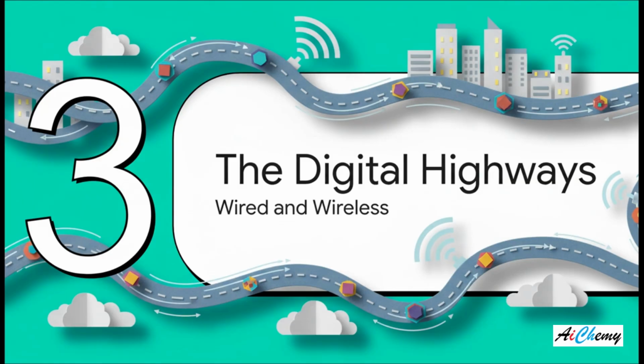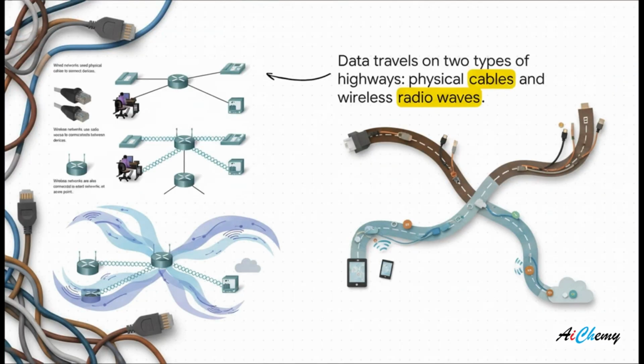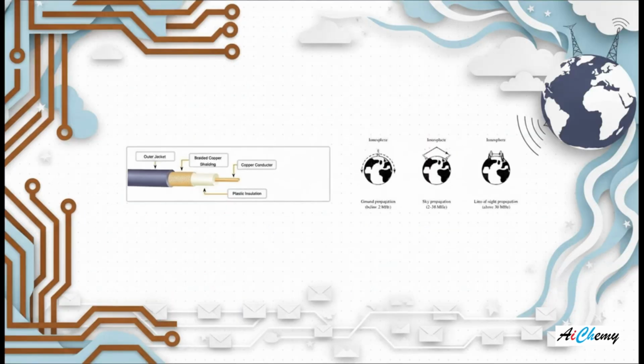So, with our packet fully dressed and ready to go, it's time to hit the digital highways. Now, this journey happens on one of two main types of highways. You've got your wired networks that use physical cables, and you've got wireless networks that use invisible radio waves. Most of us use a mix of both every single day, and we don't even think about it. And this really highlights a fascinating kind of weird duality, right?